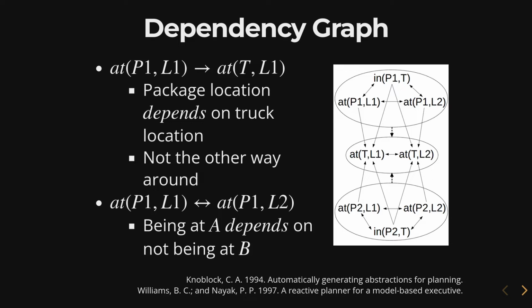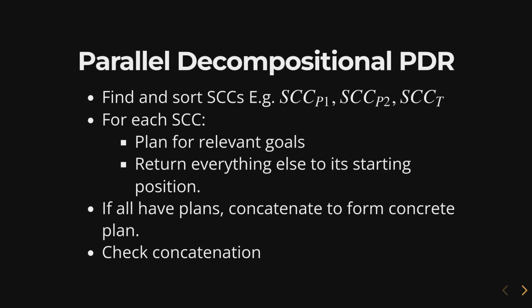For example, here on the right, we have a simple logistics problem. The dependency graph is shown with the solid lines, and the SCCs and the relationships between them are shown with dotted lines. We can see we have an SCC for each package and the truck. Similar to some planning abstraction methods, we then take these SCCs and create a total order from the partial order found in the graph.